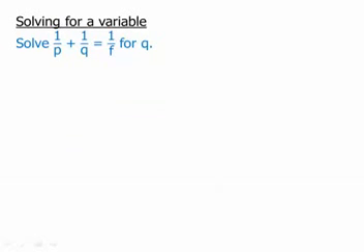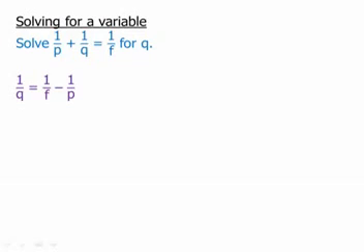This is a tricky one. Solve 1 over p plus 1 over q equals 1 over f. Solve this equation for q. Pause the video and then we'll talk about this. So a very common mistake here would be to think that we could just take 1 over everything and we'd get p plus q equals f. And so that q would equal f minus p. That is 100% incorrect. We cannot do that.